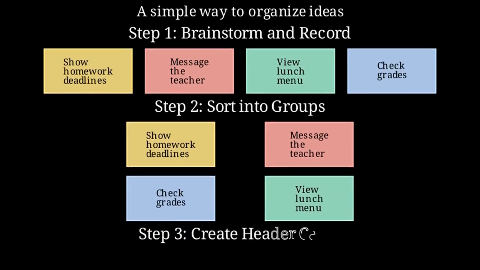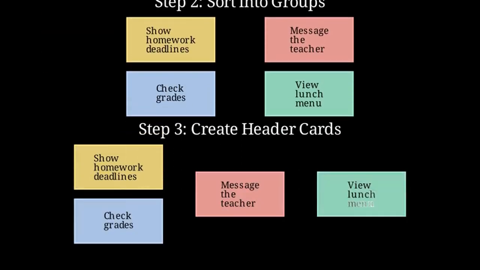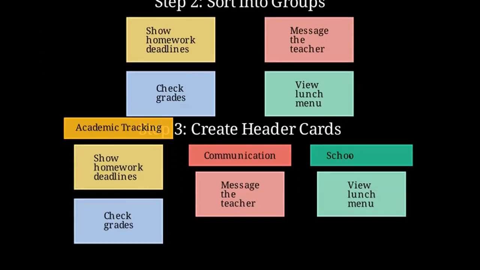Step 3 is create header cards. We name each group based on the relationship we see. For example, academic tracking, communication, and school services.